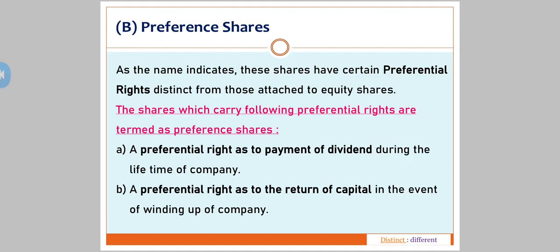Second, you have a preferential right as to the return of capital in the event of winding up of the company, or I can say when the company is closed. The two most important points: preferential right as to payment of dividend, and preferential right as to return of capital. Now what do you mean by distinct? Distinct means different.